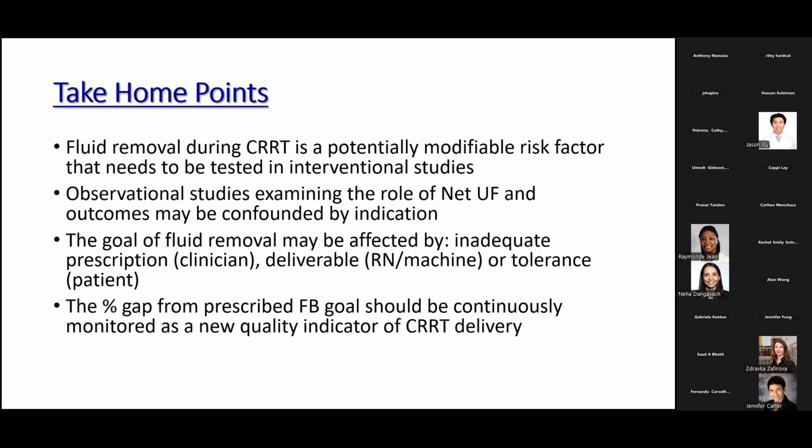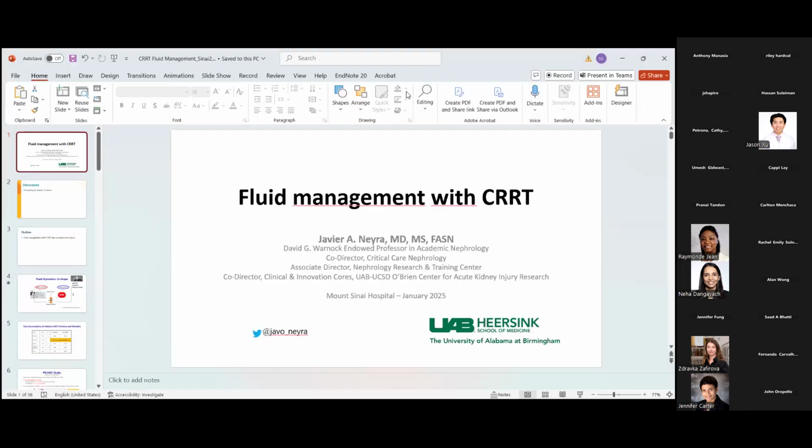And just keep in mind that the percentage gap from your prescribed fluid balance goal should be continuously monitored. And I particularly propose this as a new quality indicator of CRRT delivery. With that, I'm going to stop. Thank you for your attention and happy to entertain questions, comments. Thank you.